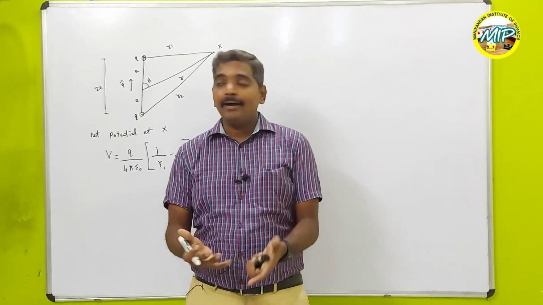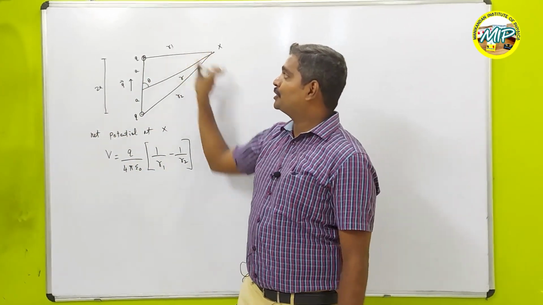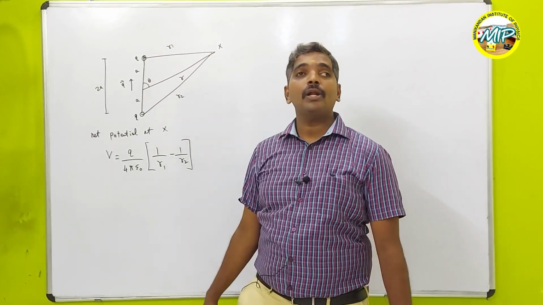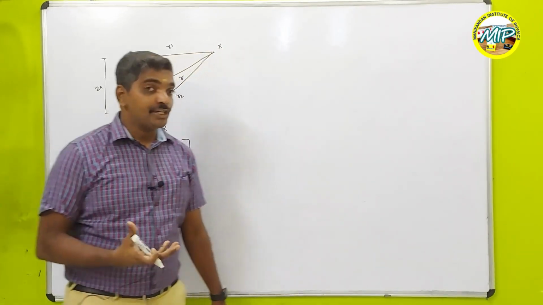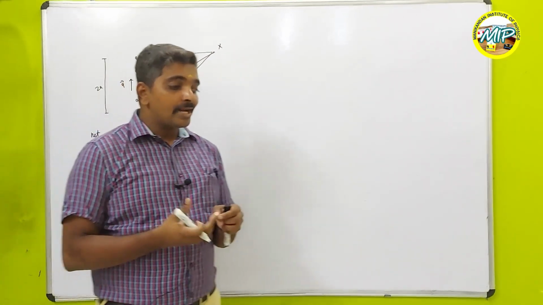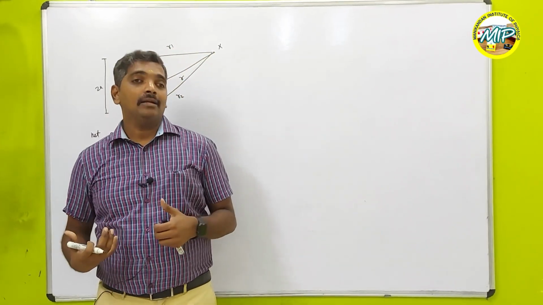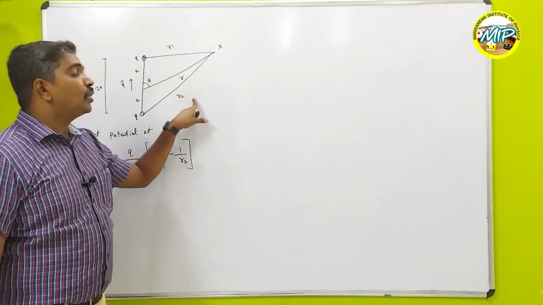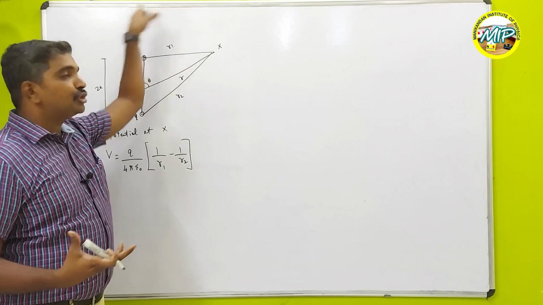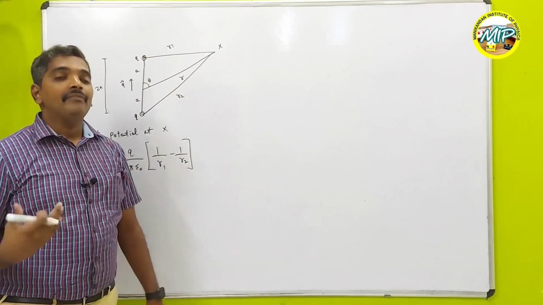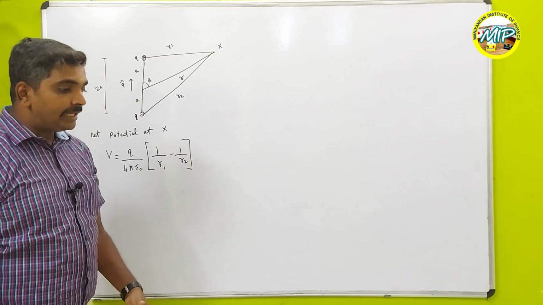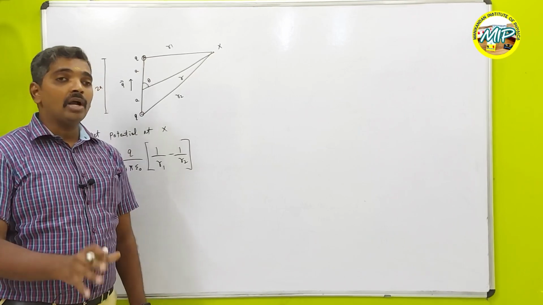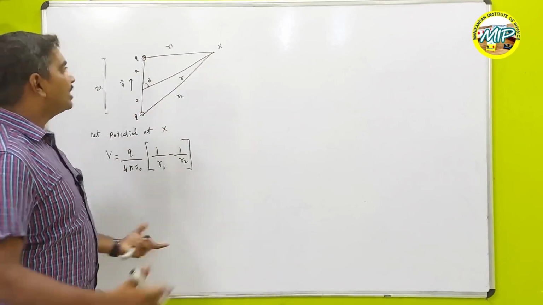But the problem here is, if I vary the position of X, my r1 and r2 values will change, but R won't change. So we are going to write the electric potential in terms of R, not in terms of r1 and r2. Why? Because r1 and r2 are variables if I vary the position vector. So we are going to obtain the expression for V in terms of R, not in terms of r1 and r2. So I'm going to use some trigonometry here.